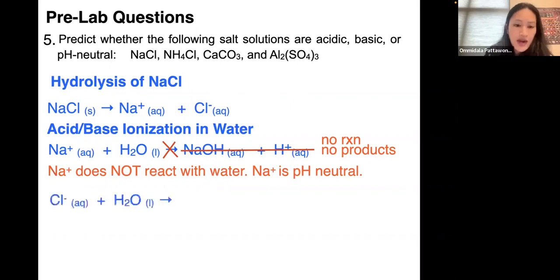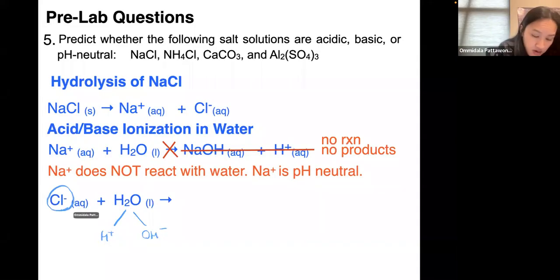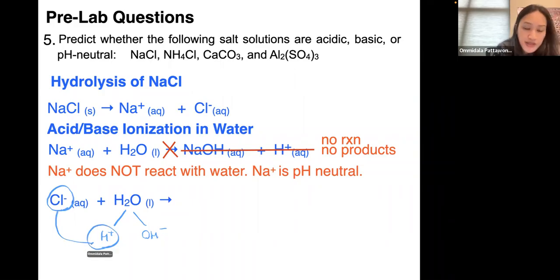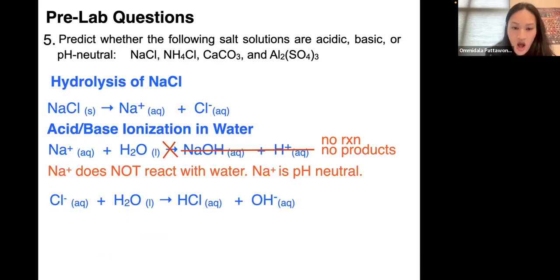Okay, so the next one is we are going to react the chloride ion with water. It's going to be the same analysis as the previous step. In this case, if you're looking at water, you can separate it into proton and hydroxide ion. Chloride is a negative ion, therefore the only thing that it's going to be attracted to is the positive proton. So the final product of this would be HCl and OH minus.